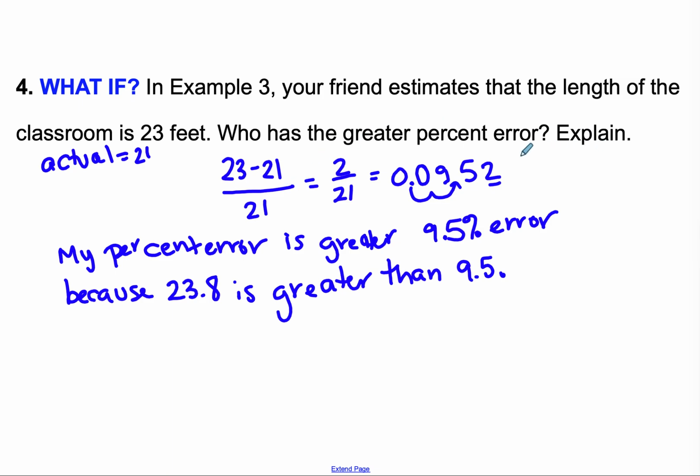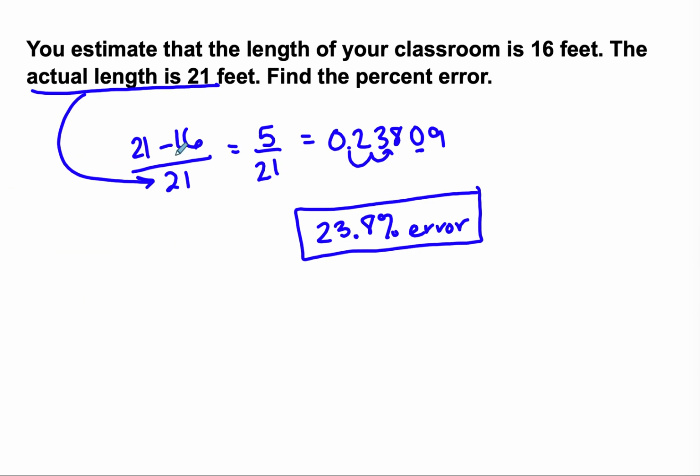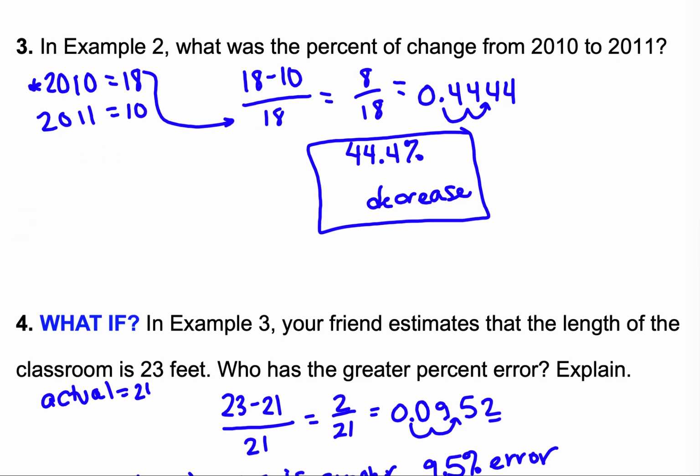Okay. Now I could have just looked at the amount of error and explained that way because it didn't specifically say to find the percent error, but I went ahead and found the percent error just for the practice. So my friend was only 2 feet off in his or her guess, but my guess was 5 feet off. So right away I know my guess was farther away. That means I'm going to have a greater percent error.